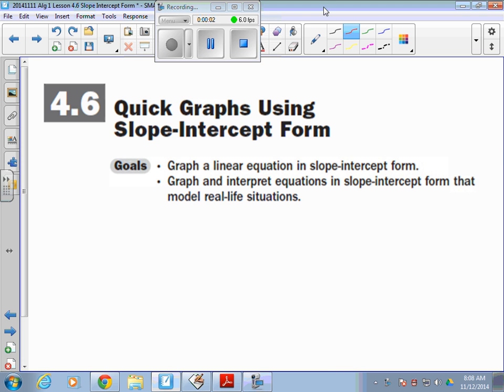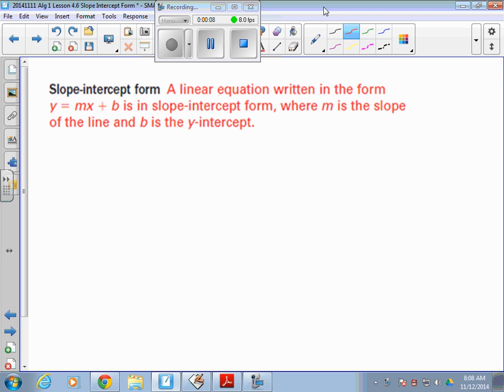This is Algebra 1, Lesson 4.6, introducing slope-intercept form, making quick graphs with it. First thing we have is the definition of slope-intercept form. This is slope-intercept form, y equals mx plus b. Each of these things represents something. The equals says that it is what it is.